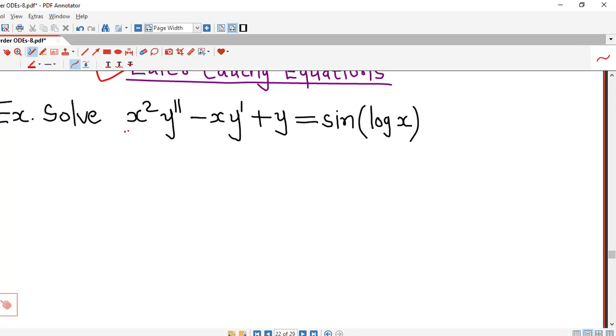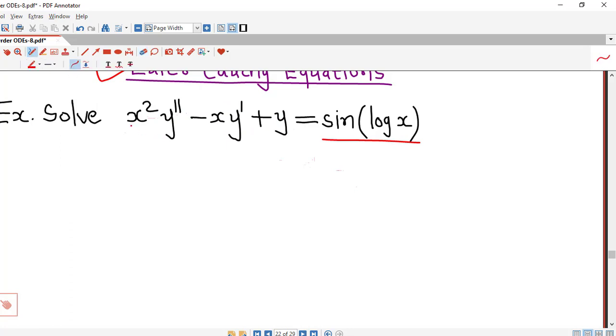Solve x square y double dash minus x y dash plus y equal to sin log x. In this equation, the power of x is 2, and it is multiplied with the second order derivative of y. Similarly x has power 1, so in the product we have the first order derivative of y, and there is no power of x with the 0 derivative, that is y only. So this equation is an Euler-Cauchy equation and it is not a differential equation with constant coefficients.